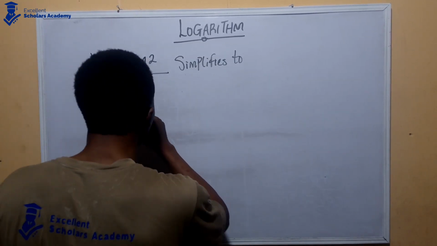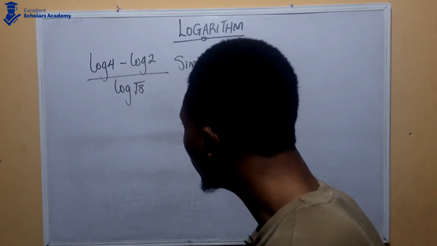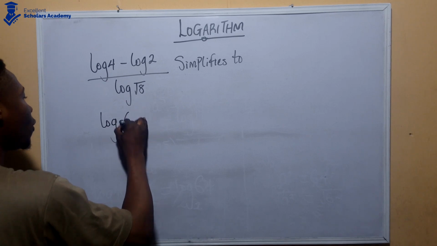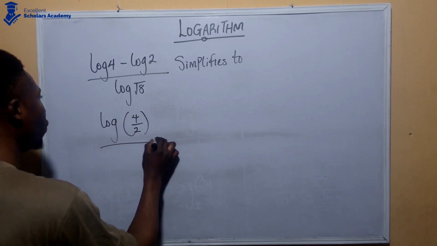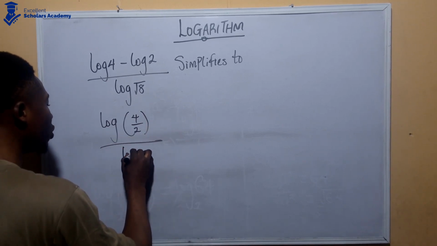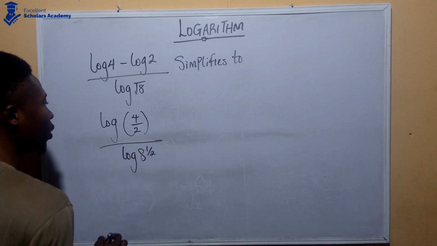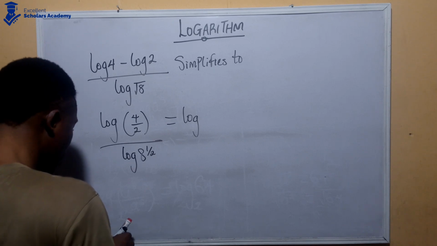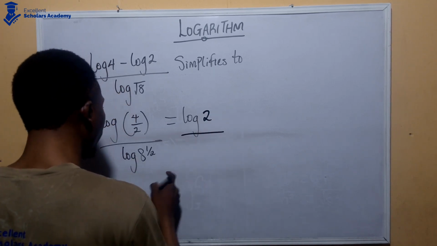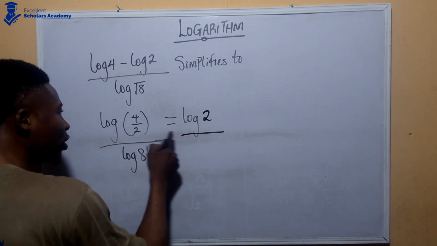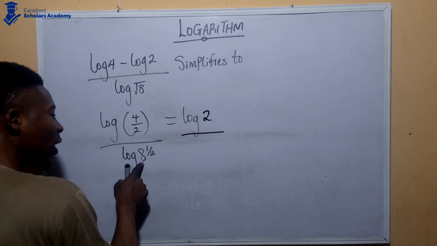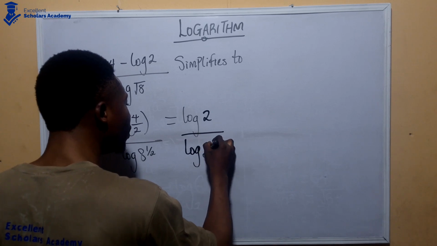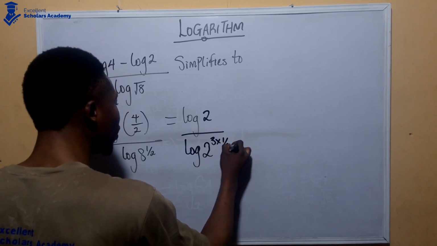Log 4 minus log 2 over log root 8 simplifies to... Now, let's bring this together, and then it becomes log 4 over 2, over, now, this can also be written as log 8 to the power of 1 over 2. So this becomes log 4 divided by 2, that gives us 2. So this is log 2 over, now, this 8 has a relationship with 2. Looking at this log 2, it tells you how to express this. 8 can be expressed as 2 to the power of 3. So that becomes log 2 to the power of 3 multiplied by the 1 over 2 that was there before.